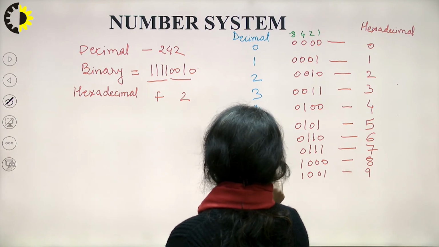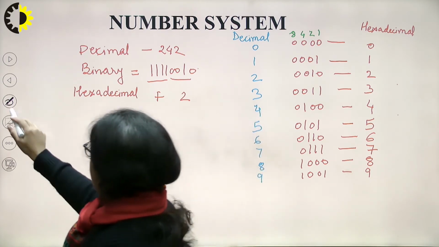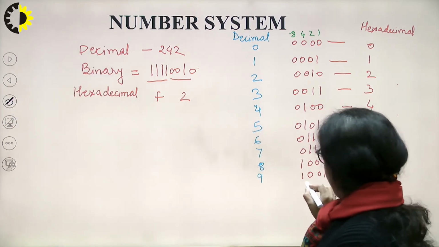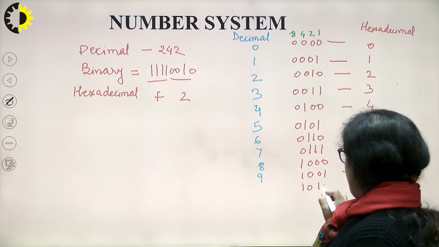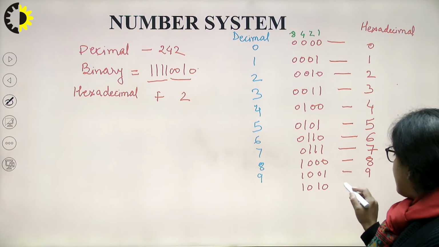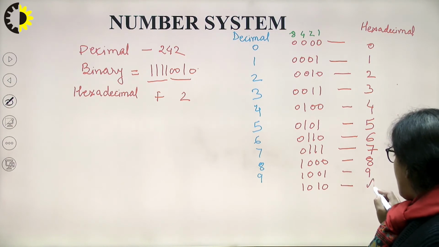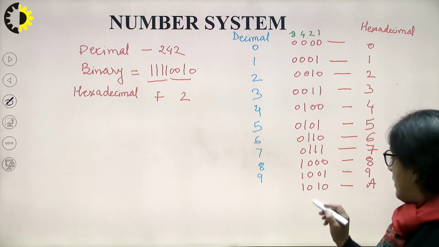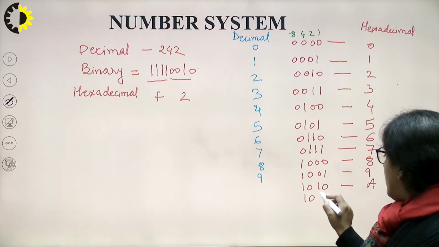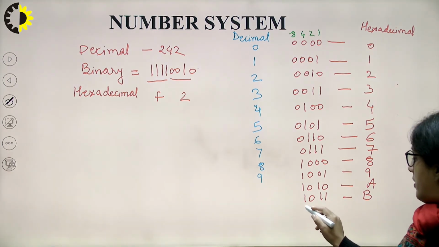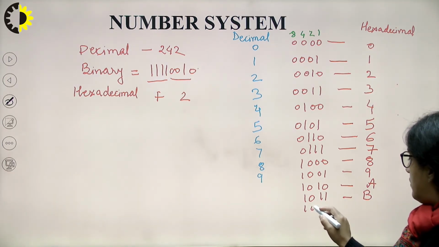We will have the same combination. Okay, then if I move forward with 1, 0, 1, 0, if I write it, it is 10, but in hexadecimal we will represent it as A. Okay, 1, 0, 1, 1, we represent it as B.